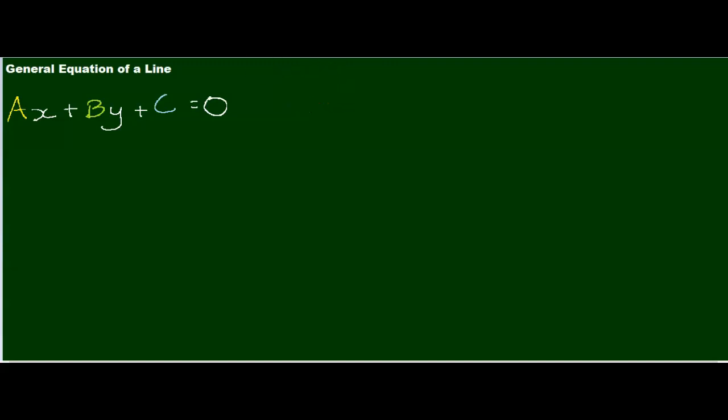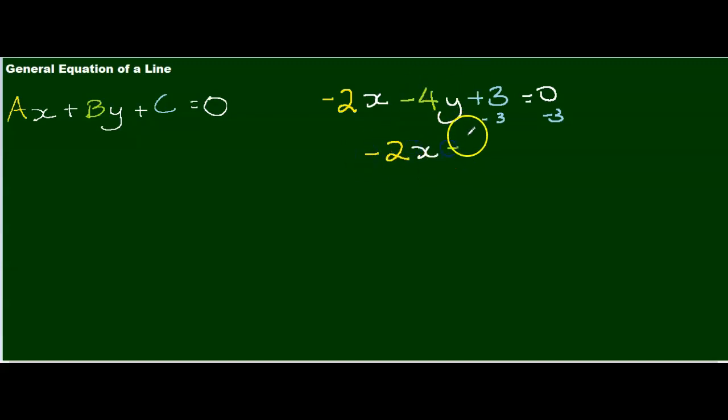Okay, let's try another question. Let's say we have negative 2x minus 4y plus 3 equals 0. I'm going to subtract 3 on both sides. That leaves me with negative 2x minus 4y equals negative 3. Now we have negatives throughout, so if we multiply everything by negative 1, we can in fact change all our signs. So we get 2x plus 4y equals 3.